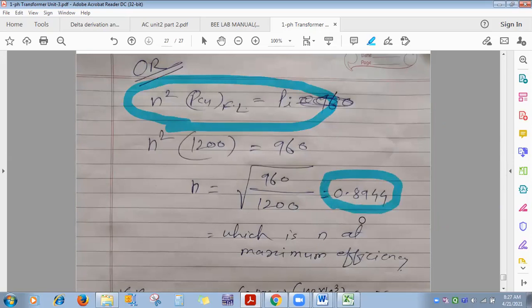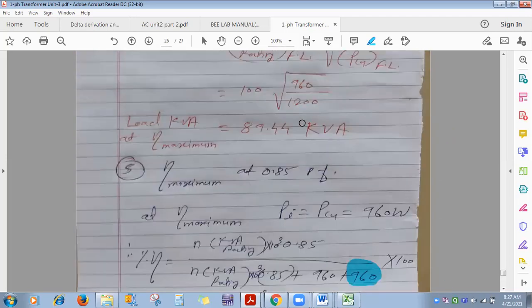Now, two options are there to calculate the N at maximum efficiency. N square full load copper loss. Here full load copper loss put 1200 and equate it to 960. Whatever the N, that will be at maximum efficiency. This is the one option. Second option to calculate N, equate it equal to N into 100. Then also you will get the N.